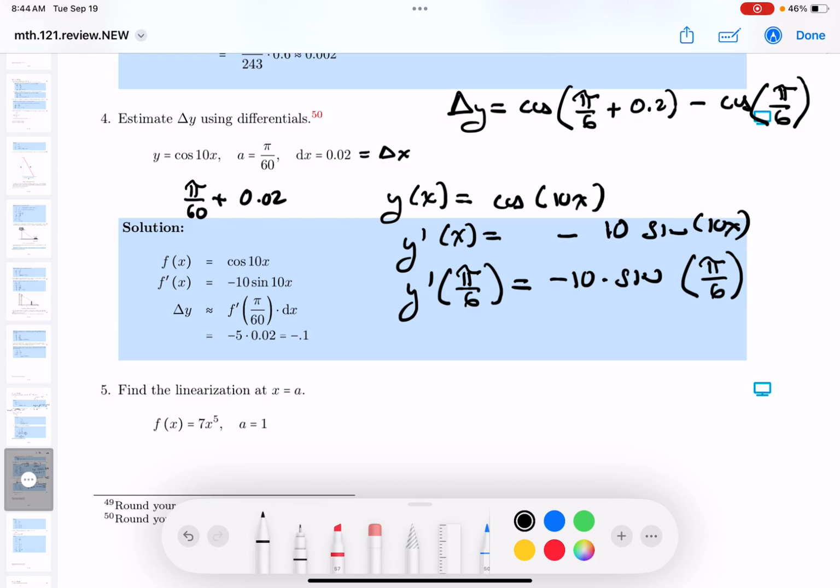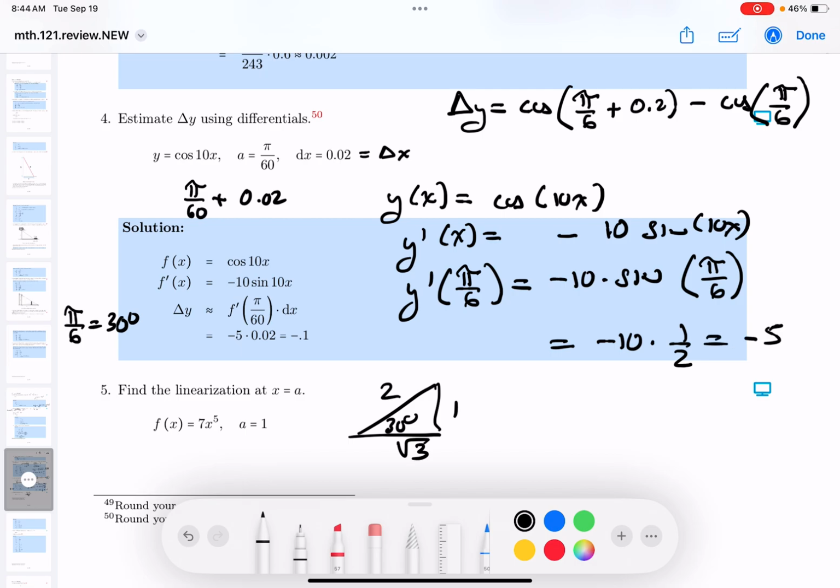So I got to do this pi over 6 business, and I want to point out pi over 6 is 30 degrees. So I'm going to look at a 30-degree reference triangle for you, something like this over here. That's going to be 1, that's going to be 2, that's going to be root 3. So let's write this down. You get minus 10, and sine of that is just going to be 1/2. What do you get over there? Minus 5. So I'm ready to write down this approximation for delta y.